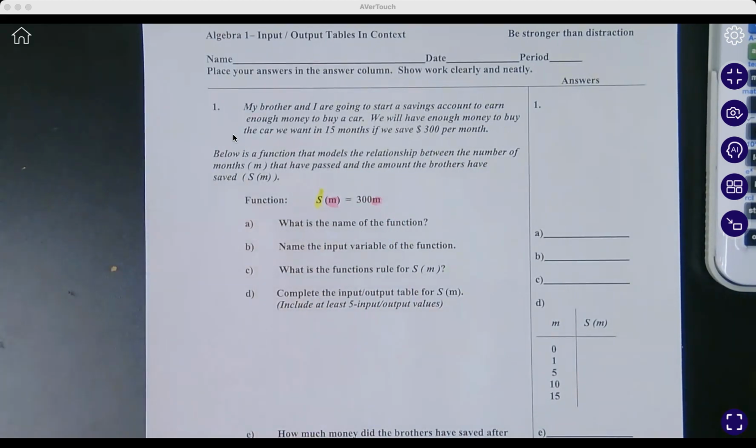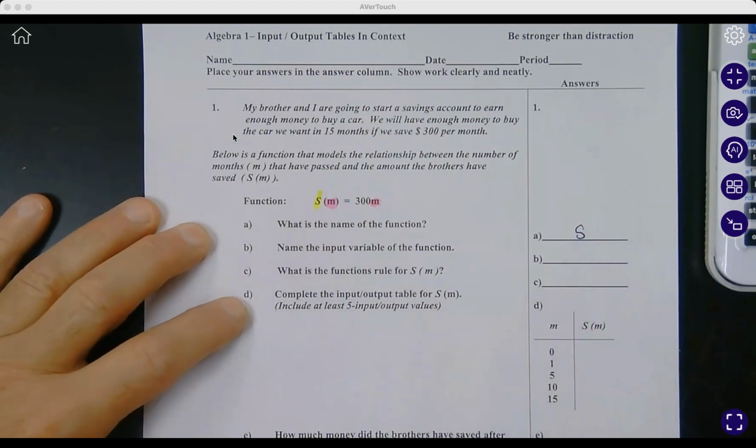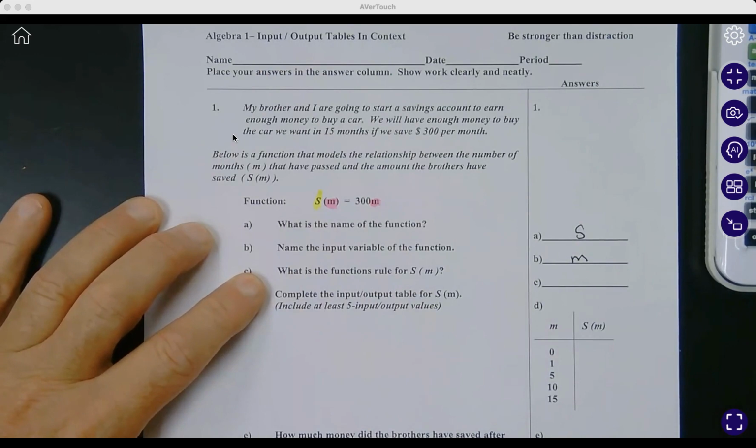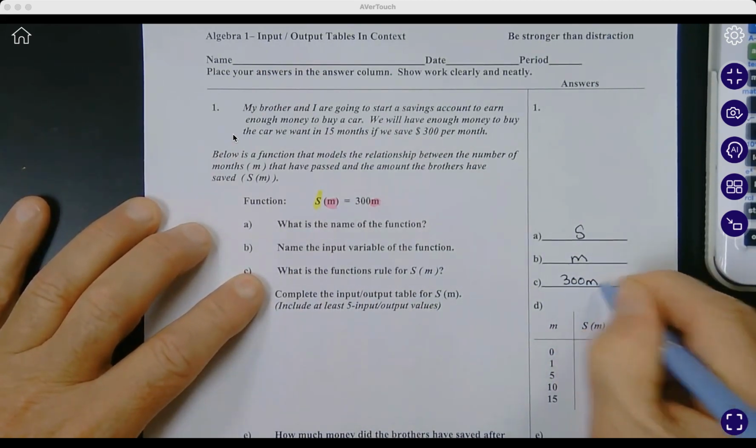So what is the name of the function? That is S. Name the input variable. That is M. What is the function rule? $300 for every month you're saving money.